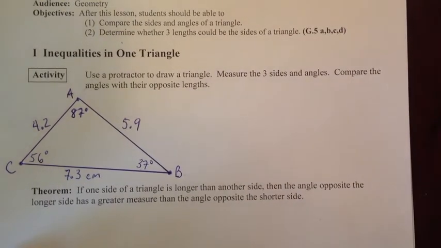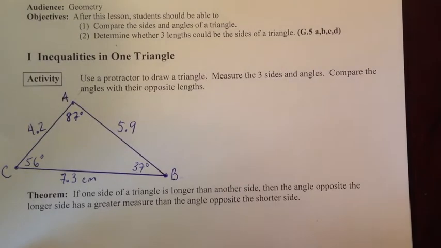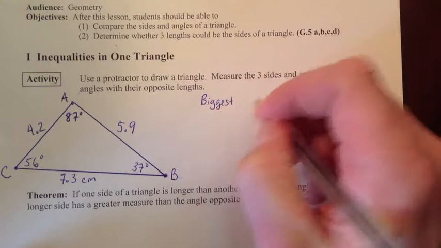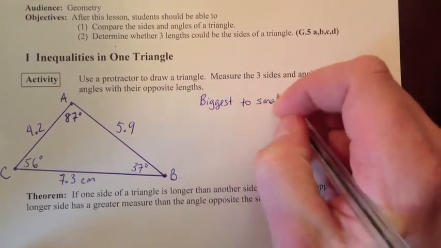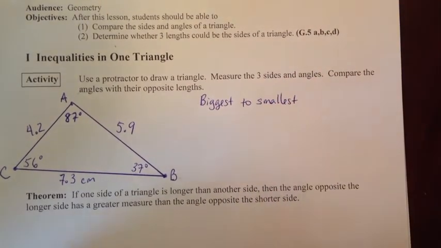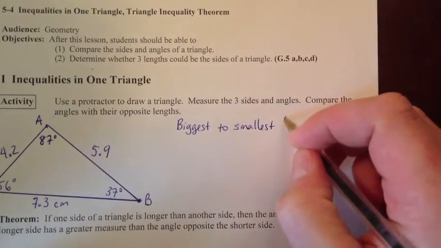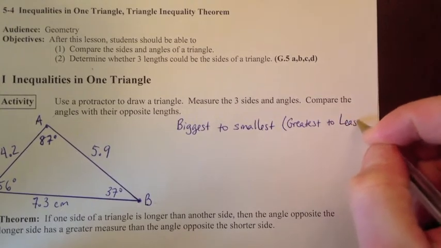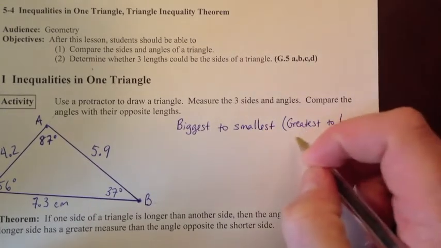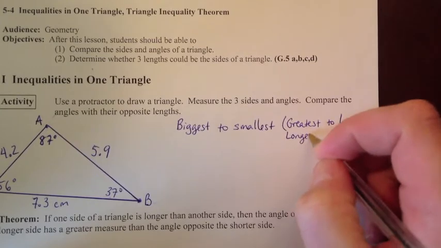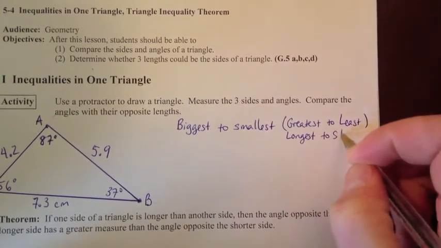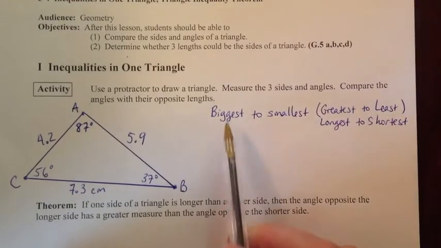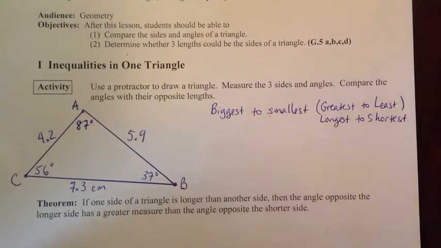Now, the way that we'll compare them, we're going to write this from biggest to smallest. Biggest to smallest. We'll do this with the angles, and we'll do this with the sides. Now, you may also see this greatest to least. That means the same thing. You might see for the sides, you might see longest to shortest. So there's a lot of ways that this can go. Okay? So I'll just say biggest to smallest for here.